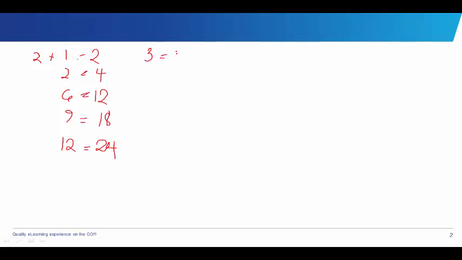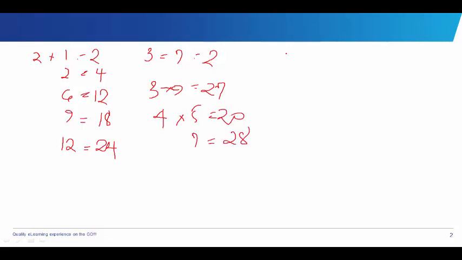3 times 7 will give us 21. 3 times 9, 27. 4 times 5, 20. 4 times 7, 28. Let's go to 7 times. I hope you remember them. 7 times 6, 42. Okay. 7 times 9 is what? 63. 7 times 11, 77.